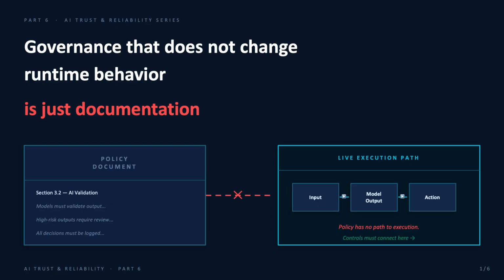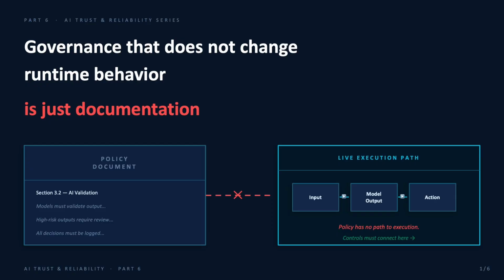Should a human review it? Should the action be blocked? Should the decision be logged? This is runtime governance. And my simple view is this: if governance does not change what a system does at runtime, then honestly, it is just documentation.